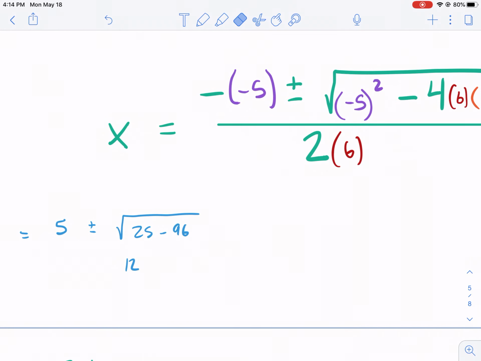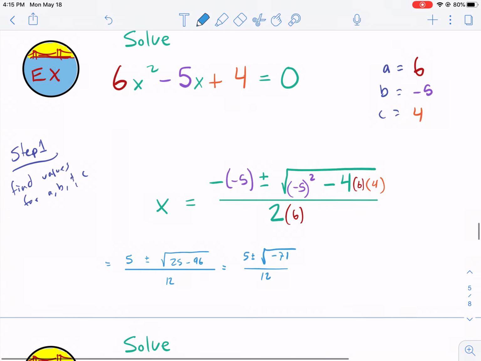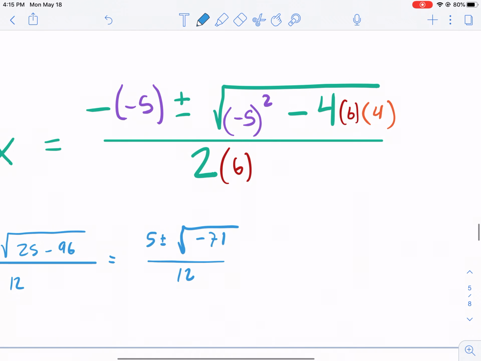So I'm going to go ahead and condense this just a little bit, make this line a little straighter. I don't know why it didn't lock and load. Okay, here we go. There we go. Okay, so we have 5 plus or minus the square root of 25 minus 96, negative 71. And then we have over 12. Okay, let's continue. So we have 5 plus or minus.